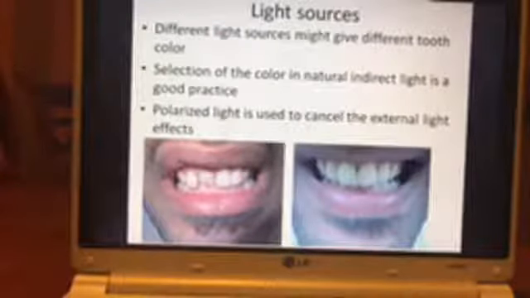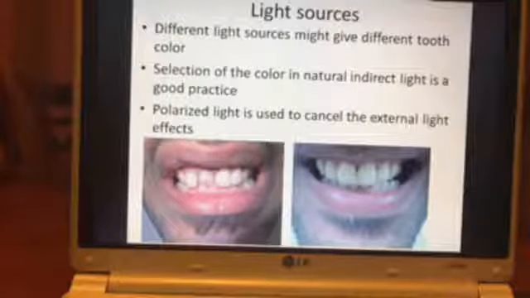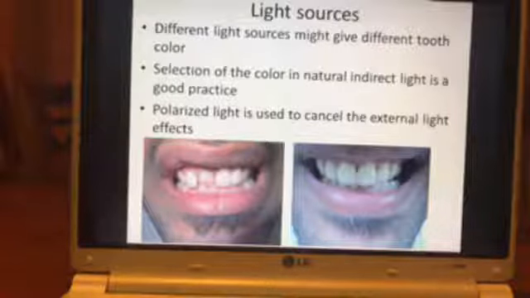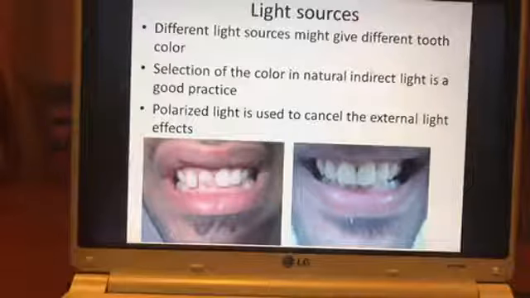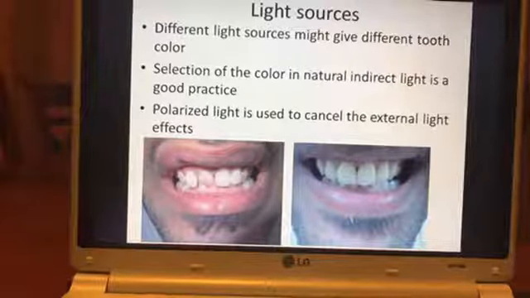is an indirect natural light, sunlight, not a direct sunlight, an indirect sunlight, or you can use just the white light in the clinic. But never ever use your clinic yellow or fluorescent or an incandescent light. You have to use either an indirect sunlight or the normal white light, which is a little bit risky also. Look at this case, for example.